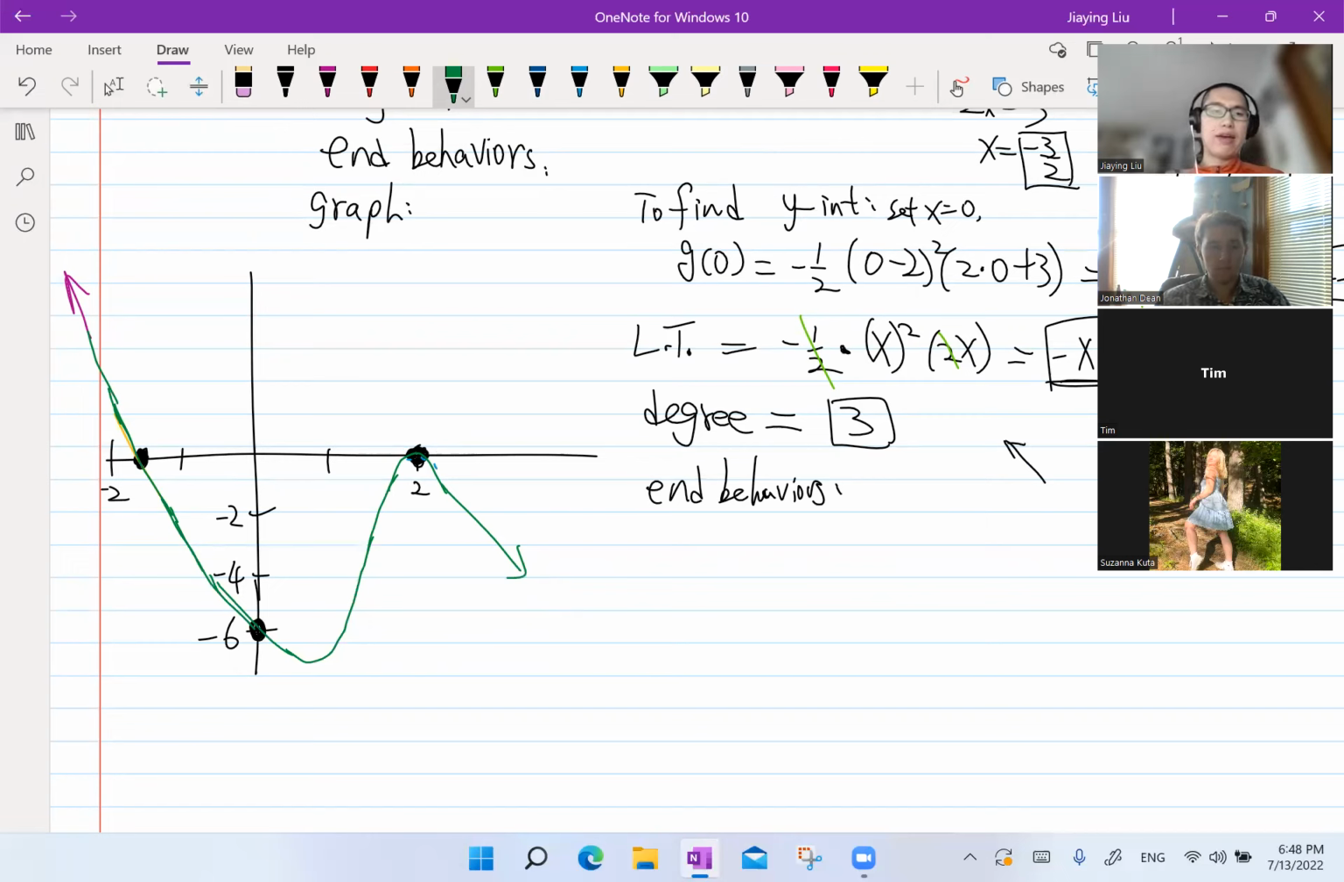Any questions about graphing? To be honest, when I study polynomial functions, this is probably the most interesting part, because you have different pieces of information, and then you just try to connect them, make sure the curve is smooth and it doesn't have any contradictions with the intercepts or the end behavior.